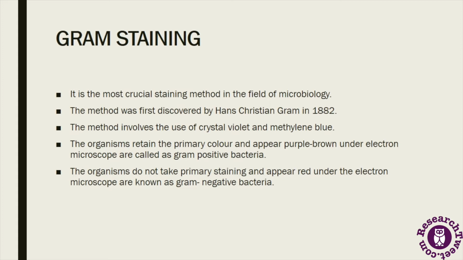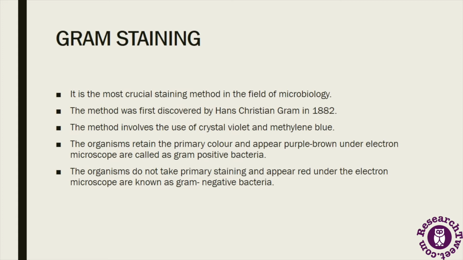This method involves the use of crystal violet or methylene blue for the staining, and safranin for the counterstaining. In this method, first the crystal violet or methylene blue stain is applied to the microscopic organisms or bacteria, after that it is washed with the help of alcohol, and then the counterstaining is done with safranin.